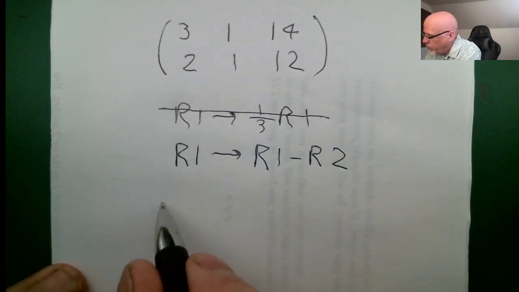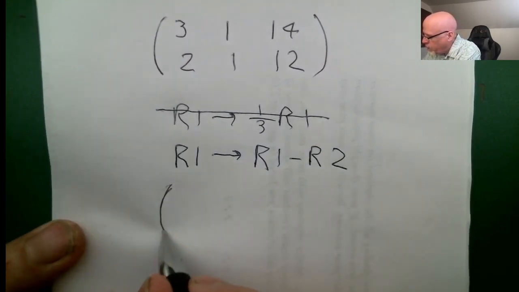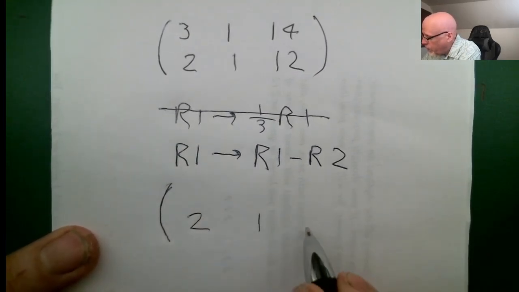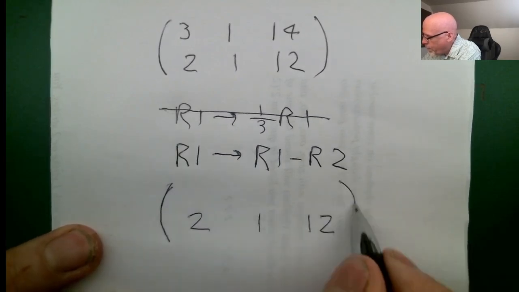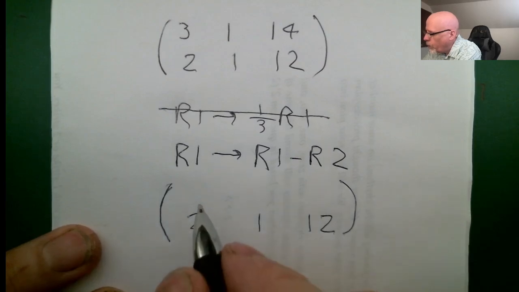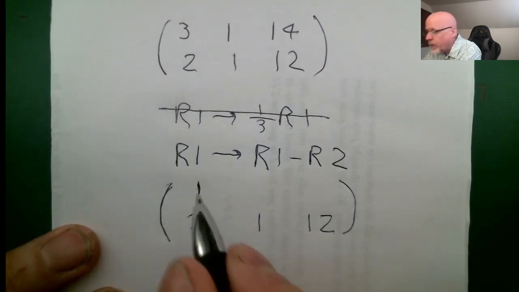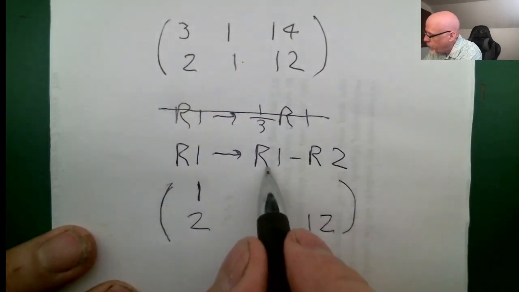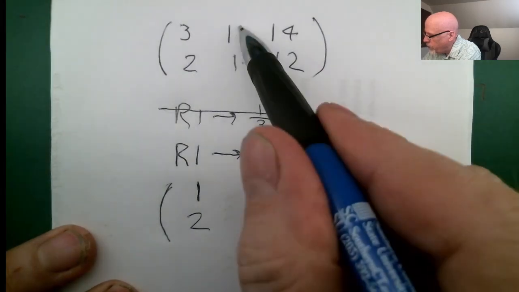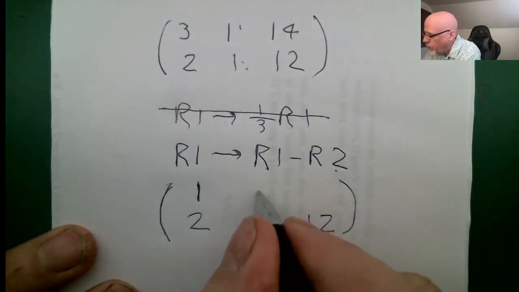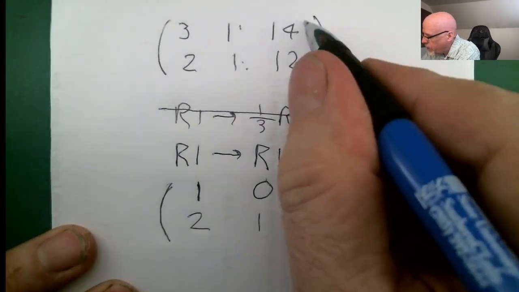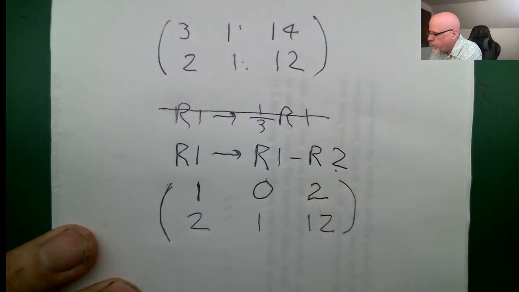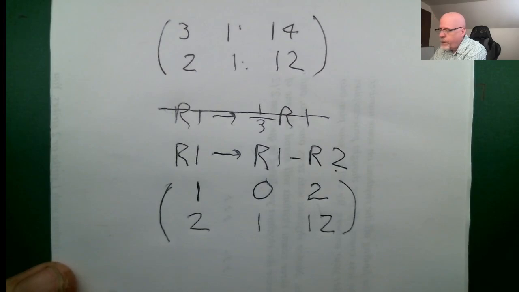So if I do that, let's just notice that row 2 is unaffected, so it'll be 2, 1, 12 still. And then row 1, well, by design, we'll get a 1 in that position. We were taking row 1 and subtracting the entries in row 2, so it's 1 minus 1, that's 0. And then same thing in this column, 14 minus 12, which is 2. So that's our first step.